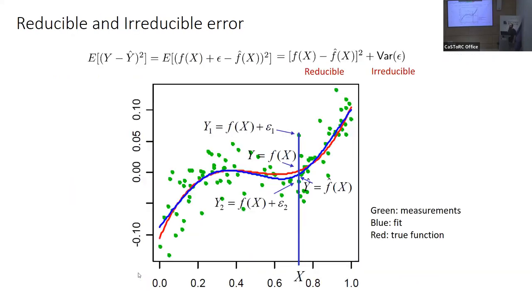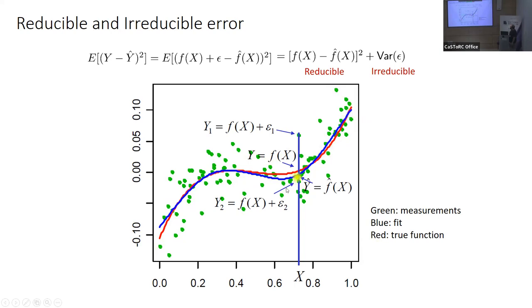Now, why don't we want to fit the data set 100%? Because there are errors both in our outputs and our inputs, right? When we simulate data, we have approximation errors. When we gather data from the real world, we have measurement errors. So in principle, in this plot that I'm showing here, the green points are the measurements that we get from the sensor, let's say, and the blue line is the fit that we get, and the red curve is a true function, right?